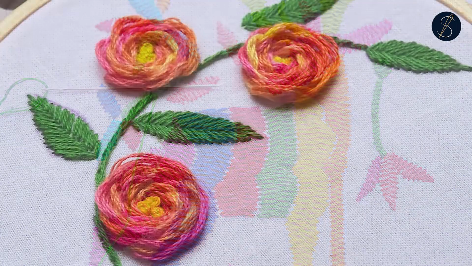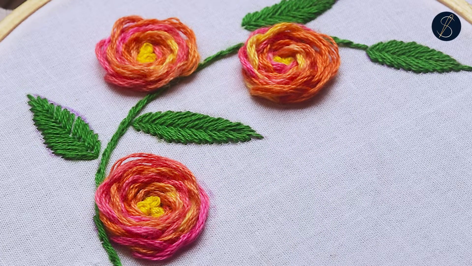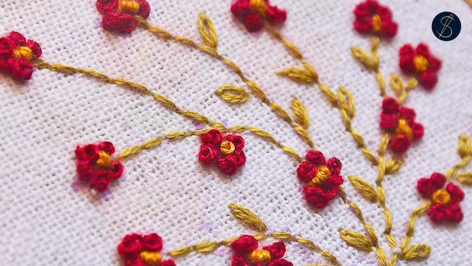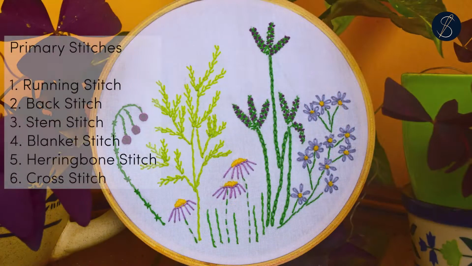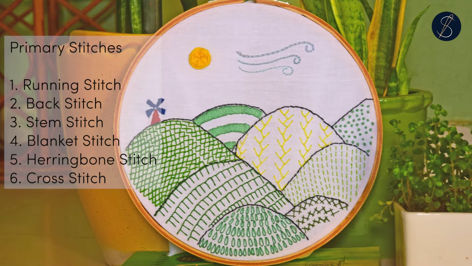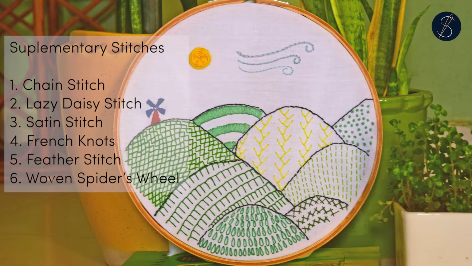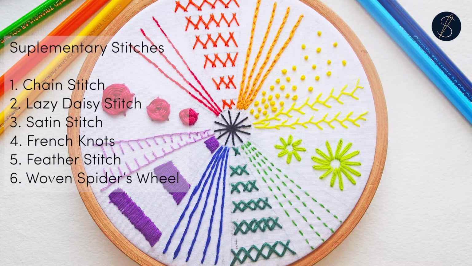First, let me explain how I have organized these 12 stitches. They are divided into two main categories: primary stitches and supplementary stitches. The primary stitches are the basic ones you'll use not just in embroidery but in general stitching as well. Also, they have been used in some of the traditional embroideries around the world for ages. The supplementary stitches add extra flair and decoration to your work. Many of the supplementary stitches have become more popular recently with the rise of modern embroidery.